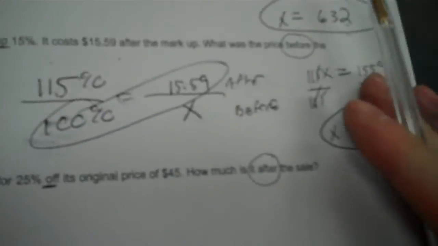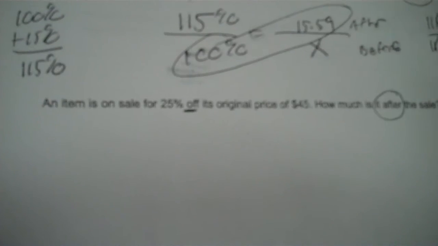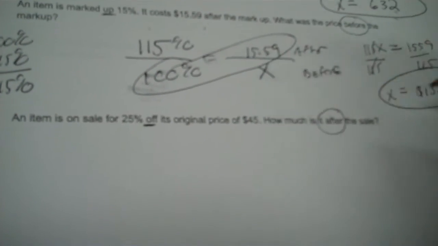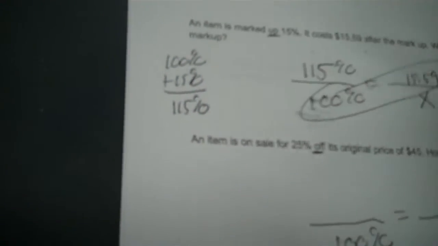Okay, an item is on sale for 25% off its original price of $45. How much is it going to be after the sale? Okay, remember off means you would subtract. I don't just put 25, because I would want to use 75% over the 100.